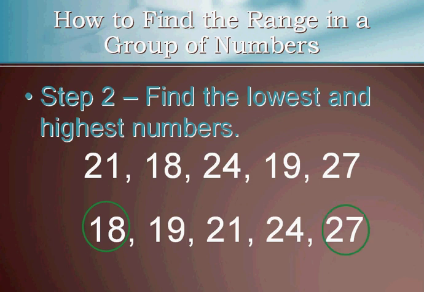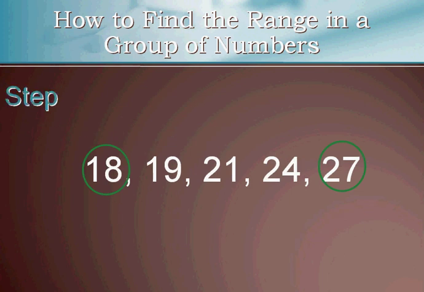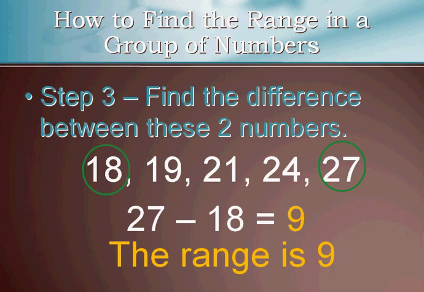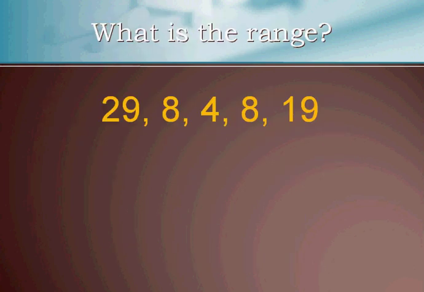Okay, pause the video. Find the range for the set of numbers. Put the numbers in order least to greatest. The upper extreme minus the lower extreme is 25. That is our range.